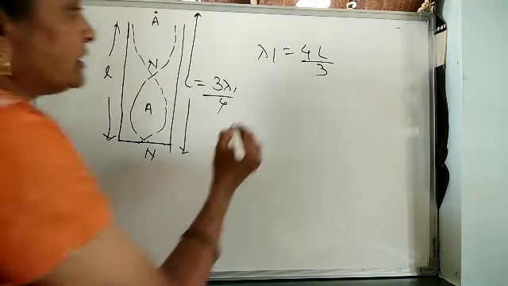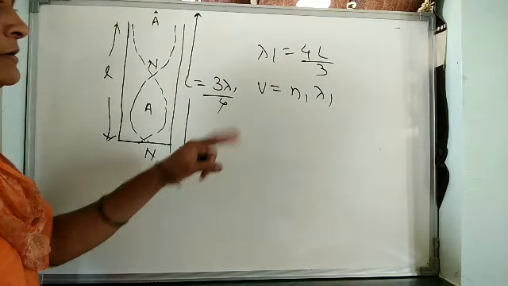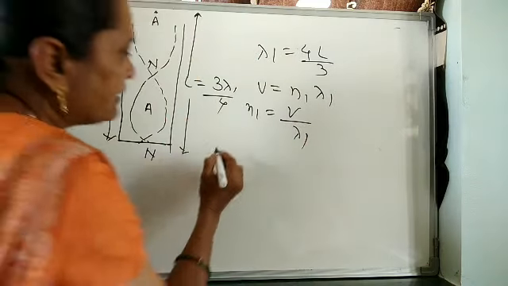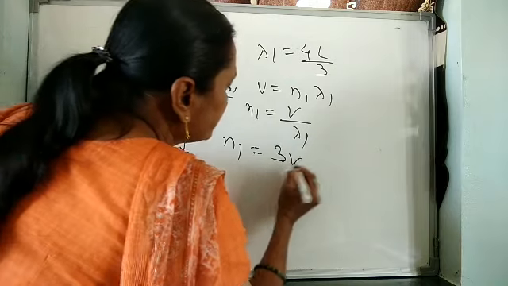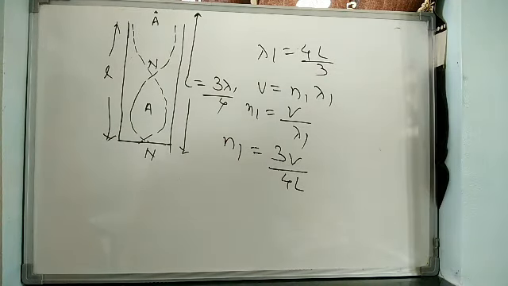We want to calculate its frequency, therefore V is equal to n1 lambda 1. And therefore n1 is equal to V upon lambda 1. That means it will be 3V upon 4L. That will be n1 is equal to 3V upon 4L. This is the second mode of vibrations of an air column.